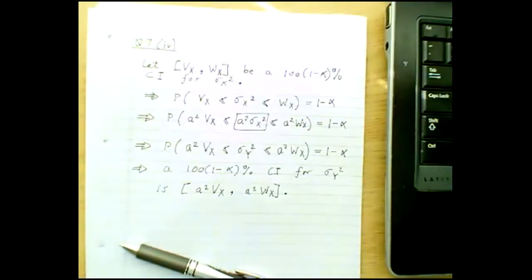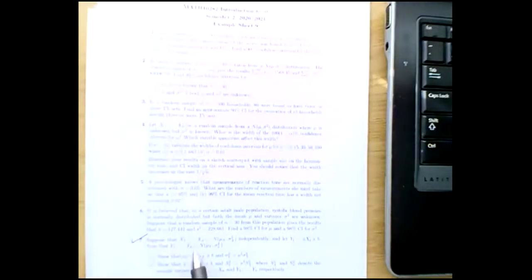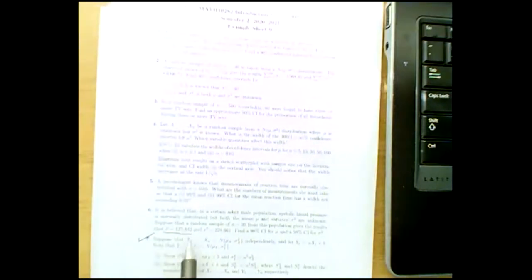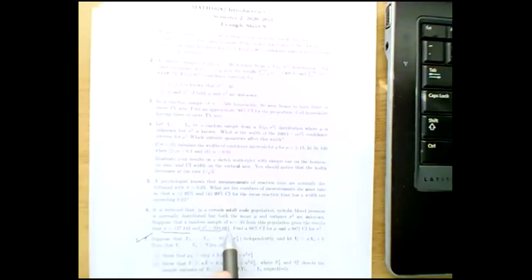Okay. All right. So we've done question 7. The next question we're going to do is question 6. So here we have a case where the population mean and the population variance sigma squared are unknown, right? And you have a random sample of size 30, and the sample mean is 127.442, and the sample variance is this.